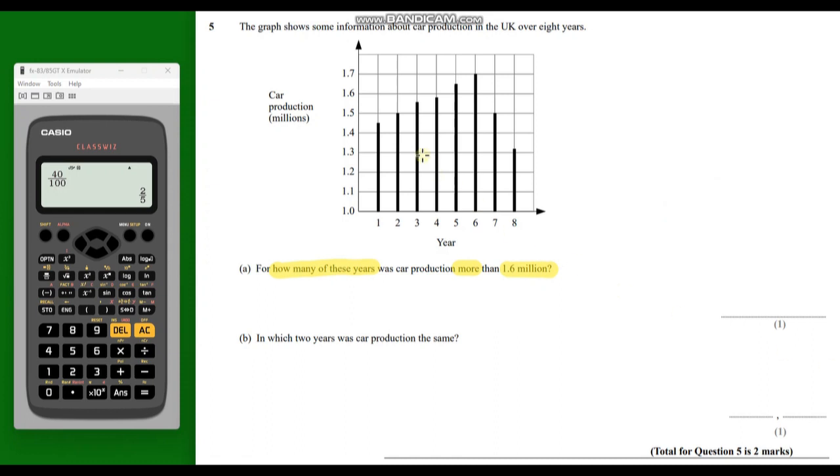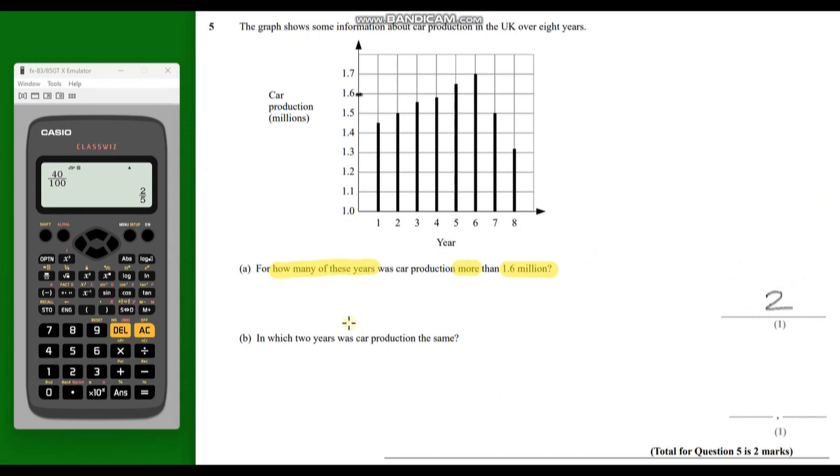Right, let's look at our graph. So 1.6 million is here. So if we go along, no, no, no, no, yes, yes, no, no. So these two are greater than 1.6 million. So how many years? So it's 2 years. It's not asking us for the years, so it's not going to be year 5 and year 6. It's asking us for how many of these years. So it'll be 2 of those years.